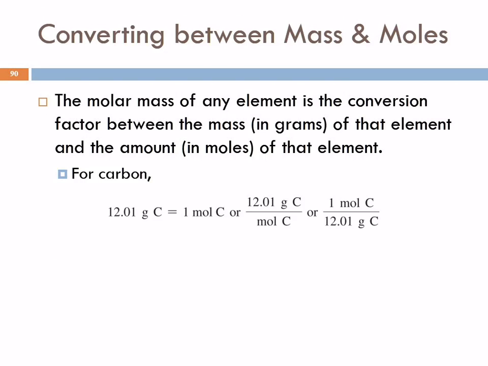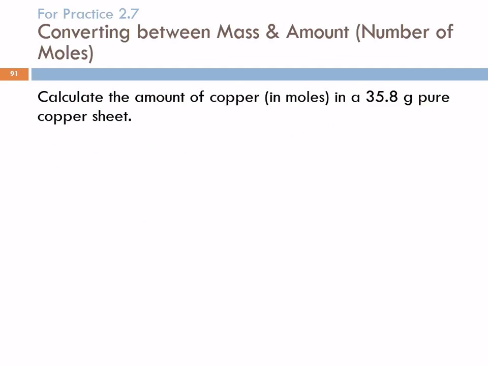To convert between mass and moles, we use the molar mass. So 12 grams of carbon is equal to 1 mole of carbon, 12.01. This number is from the periodic table. We can make 2 conversion factors out of that, 12 grams per mole or 1 mole per 12 grams. And which one you use just depends on the direction of the conversion that you're doing. Let's do an example. Calculate the amount of copper in moles in a 35.8 gram pure copper sheet.